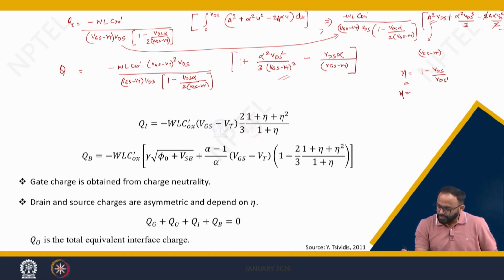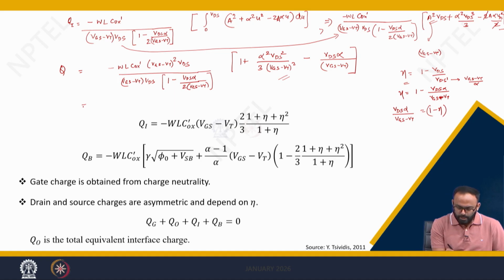So, eta can be written as 1 minus Vds divided by, this can be replaced as Vgs minus Vt by alpha. So ultimately you will get Vgs minus Vt into alpha. So wherever we are getting this quantity Vds into alpha divided by Vgs minus Vt, we can simply replace it as 1 minus eta.